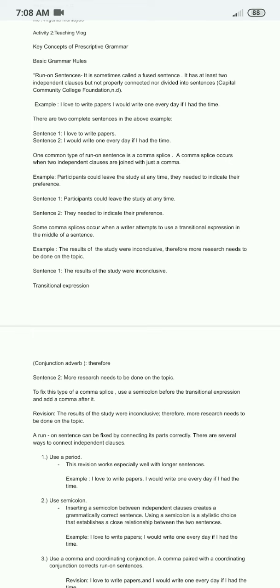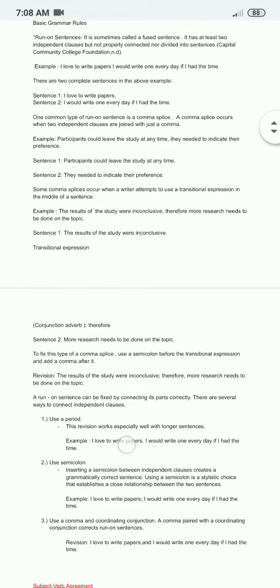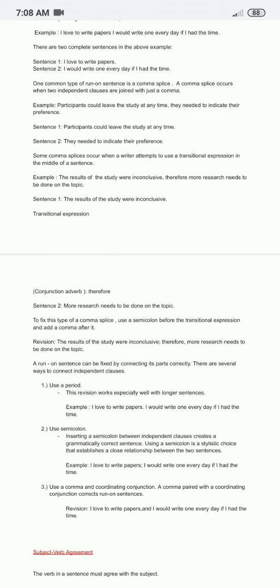Example: I love to write papers. I would write one every day if I had the time. There are two complete sentences in the above example. Sentence 1: I love to write papers. Sentence 2: I would write one every day if I had the time.